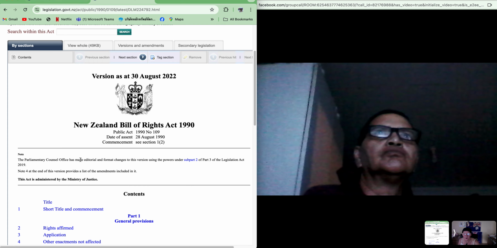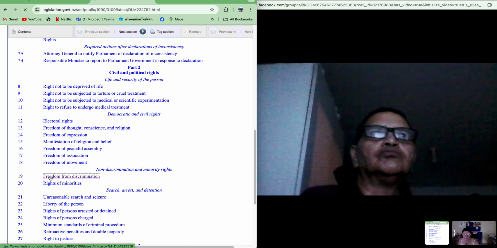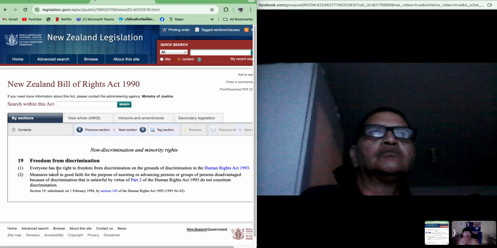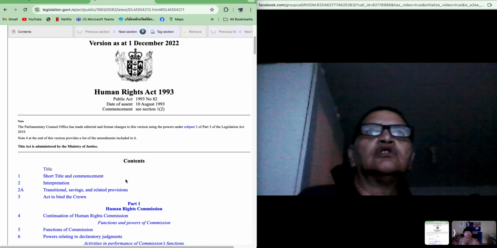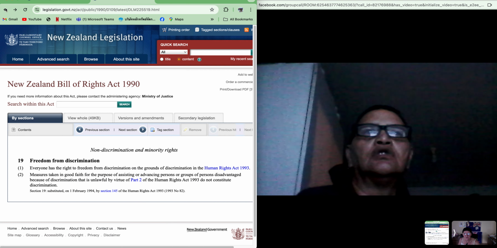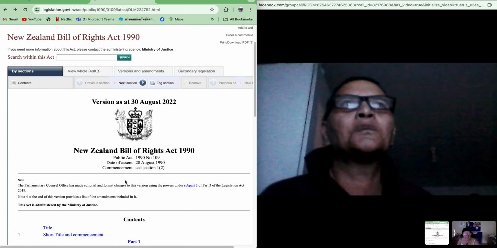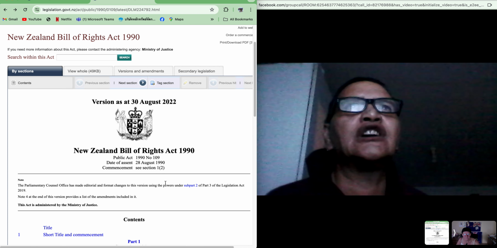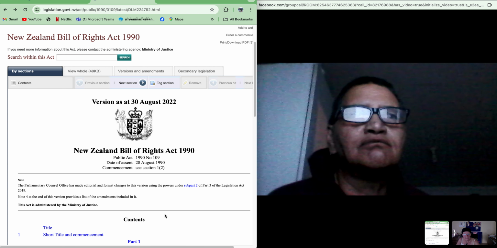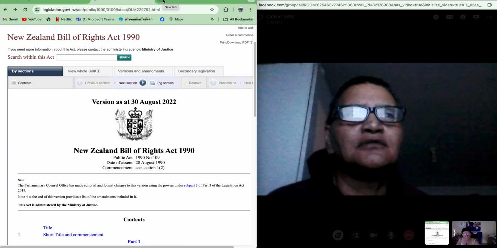So what's going on is that this one goes to Section 19, and then in Section 19, it connects you to the Human Rights Act. So that means that the Human Rights Act has to go through this New Zealand Act in order to get into New Zealand. The only way it can get into New Zealand is through this, right? So it keys you back on to the New Zealand Bill of Rights Act 1990. It's piggybacked on to the New Zealand Bill of Rights Act 1990.